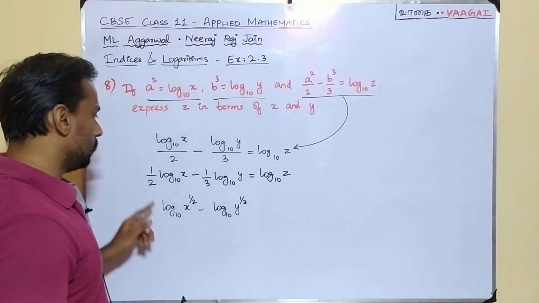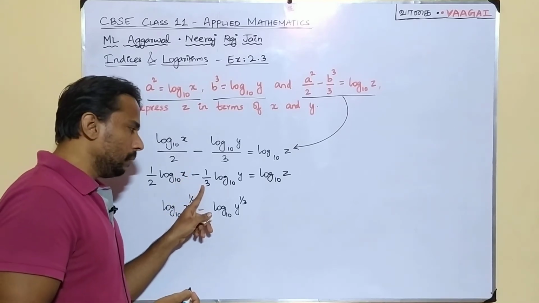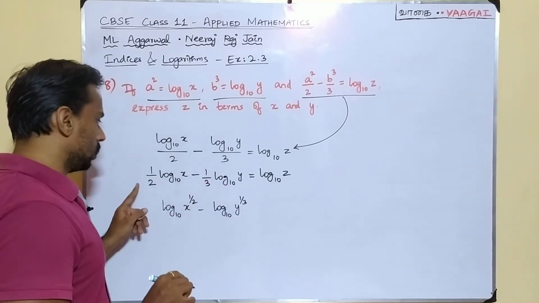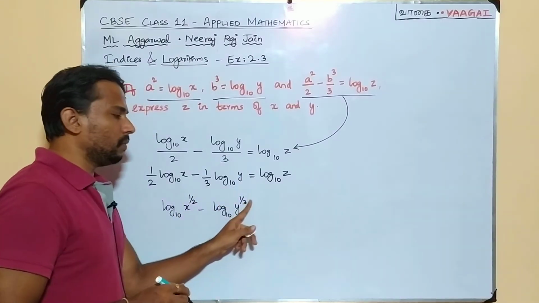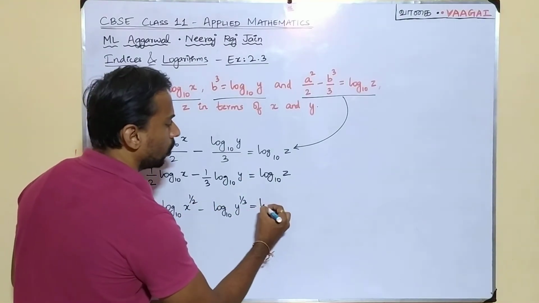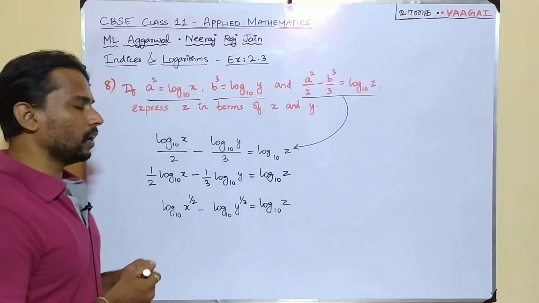Do you understand this? I am just bringing this half to the power of x and bringing this 1 by 3 to the power of y. That's it. So this 1 by 2 goes here, x power 1 by 2, and this 1 by 3 goes here, y power 1 by 3 is equal to log z to the base 10. Done.